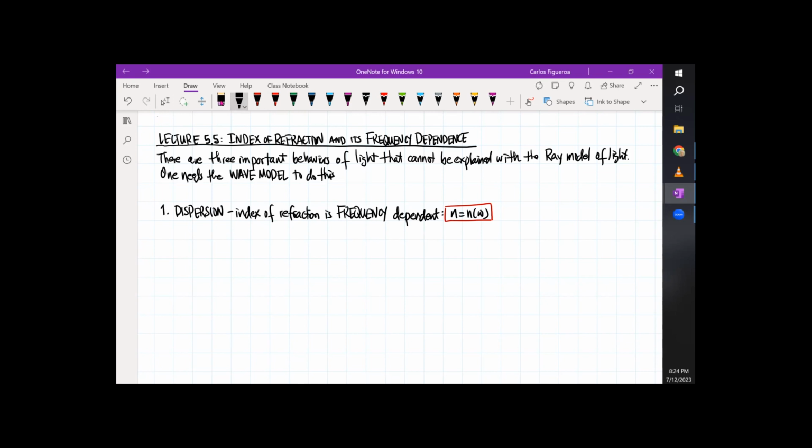So the index depends on, one, of course, the material type. The type of medium, that's a material thing. And as I just stated, it depends on the frequency of incident light.